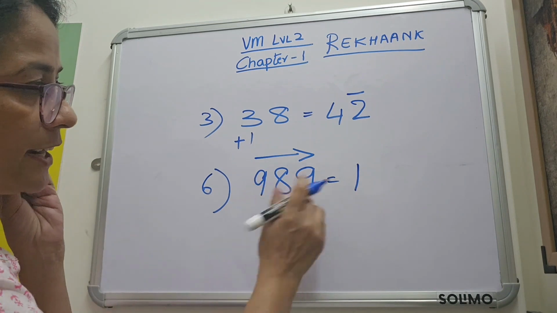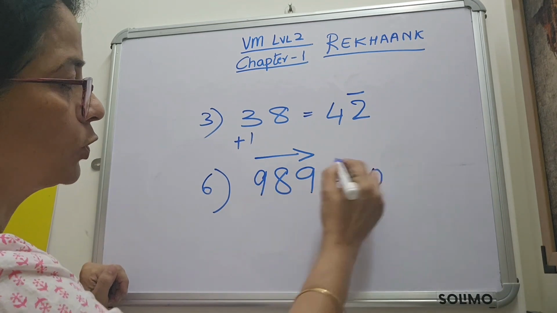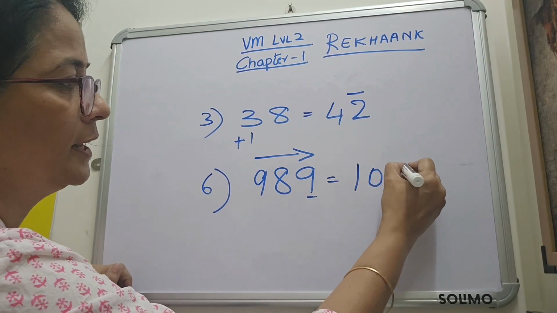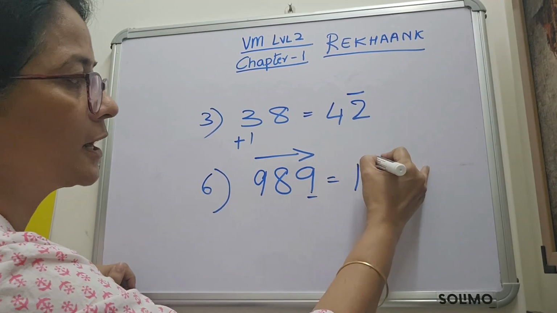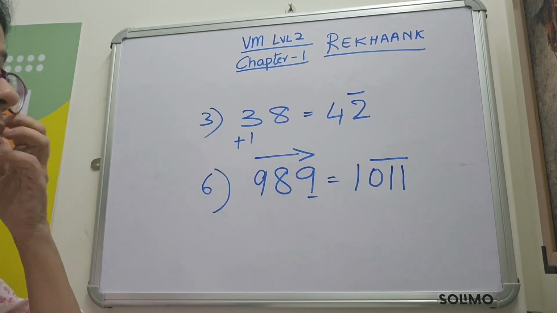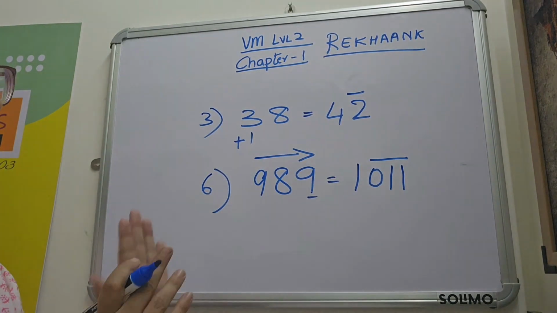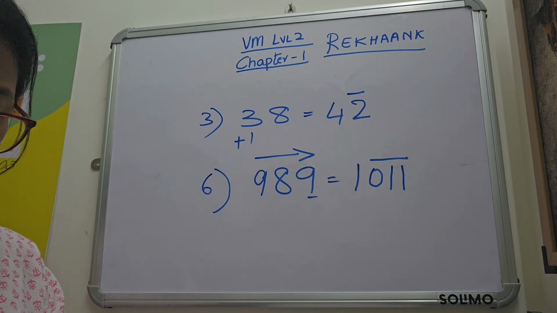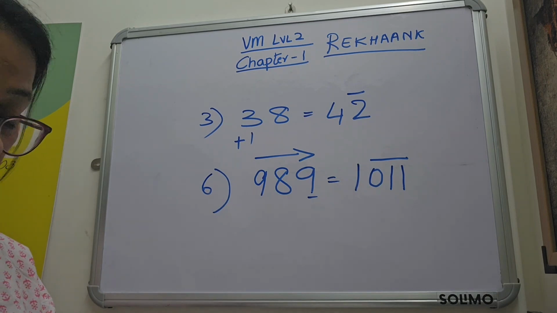So from 9 when I take this away, it becomes 0. From 9 when I take away this, it becomes 1. Last number from 10, it will be 1. And where will I put the Rekhank? I'll put the line just like this on top of the whole thing. So this becomes a Rekhank number. That is all. It's very, very easy. Try all the sums.